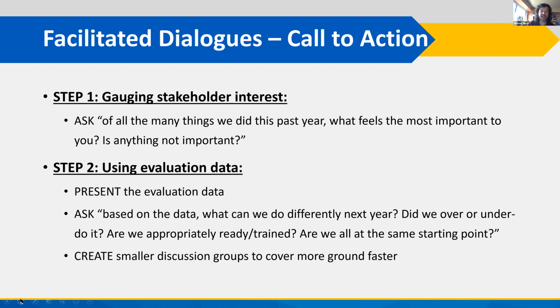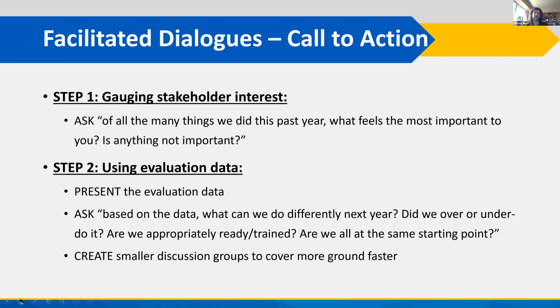So being able to have people come together to say, of all the many things we did this past year, what feels the most important to you? And is anything not important? That discussion is actually more important to them than the report itself. So again, that's one of the reasons why we want to de-emphasize the narrative and to emphasize the graphics, because that's how you get people engaged. They'll see something and say something based on what they see.